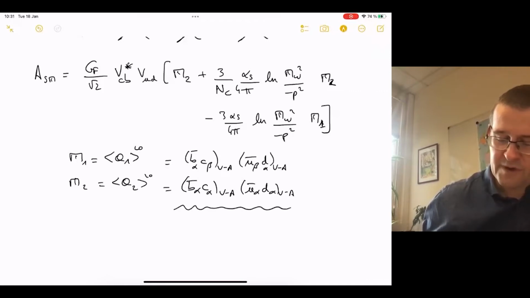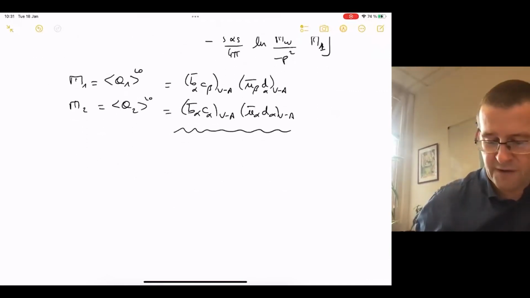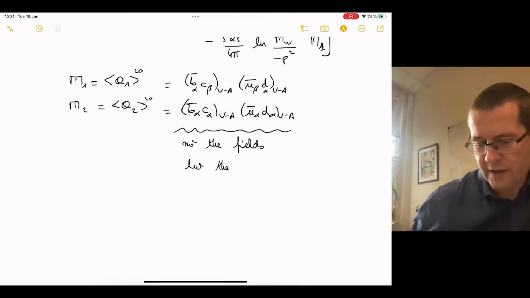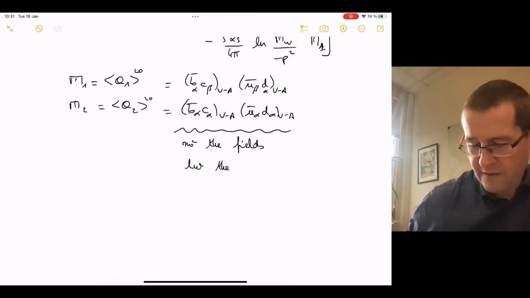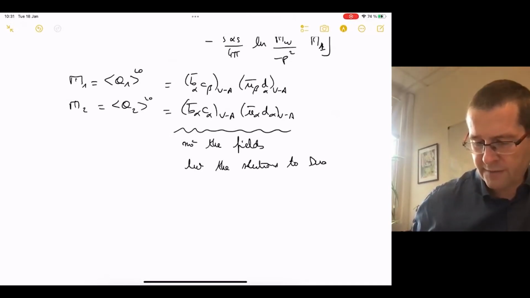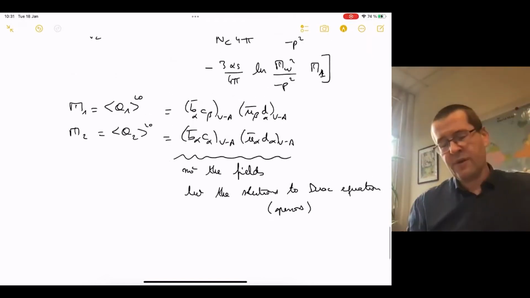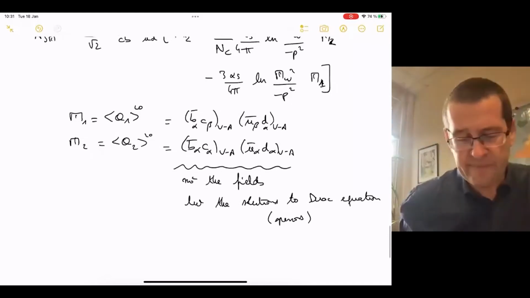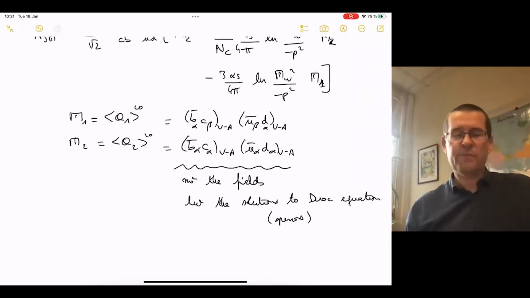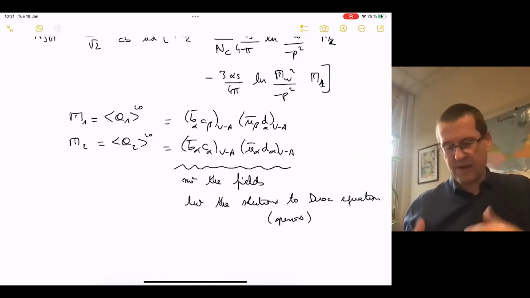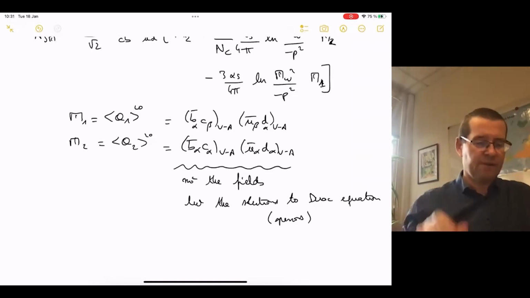What I mean here are not fields, but the solutions to the Dirac equations. So these are spinors. Actually, I should have written something like U bar index B and V index C and so on, just to tell you that these are the spinors.